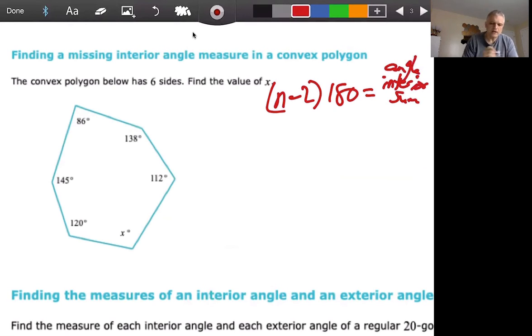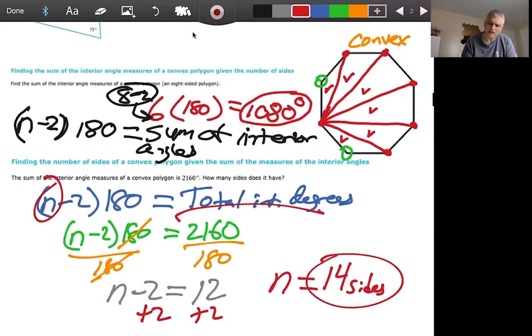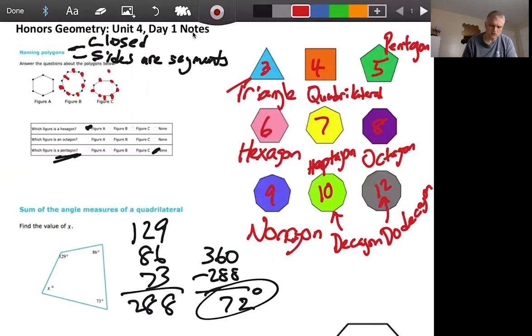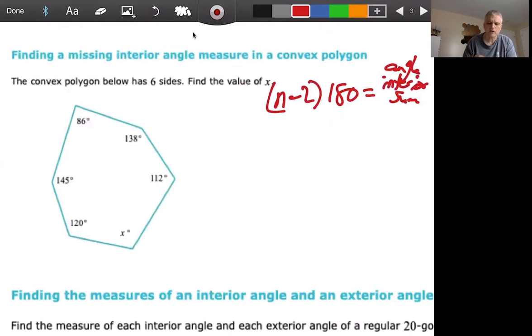Okay, and we're going to now look at this question. Well, there's one x. That's all they want. All they want is the x. If you remember back to this question here, we knew that the sum was 360. We just added up the angles that we did know and subtracted from 360. Well, wouldn't it be great if we knew the sum of the interior angles of this convex hexagon?